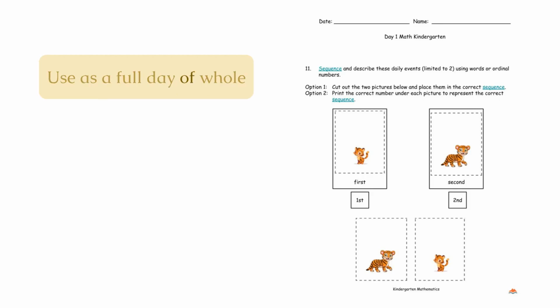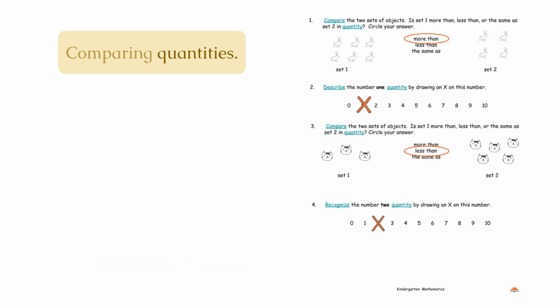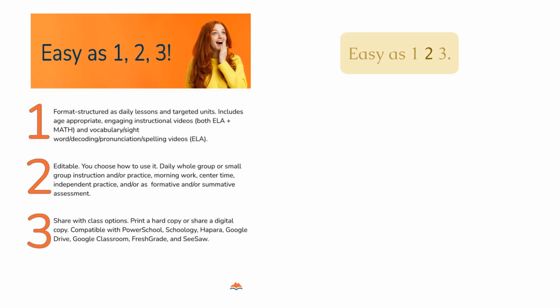Use as a full day of whole group instruction and practice, or break it up into chunks for morning work or independent practice. There are 11 kindergarten math units. This one is the Compare Quantities Unit Plan. Units are excellent for morning work or targeted independent practice. Comparing quantities. Easy as 1, 2, 3. Excellent user-friendly format for both teacher and student.